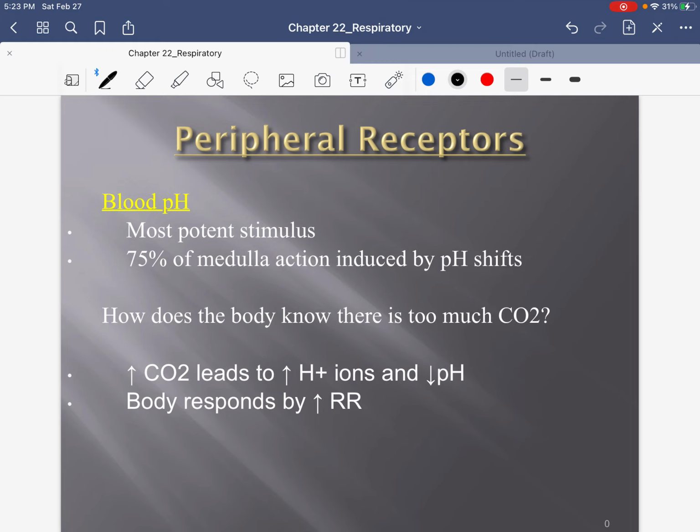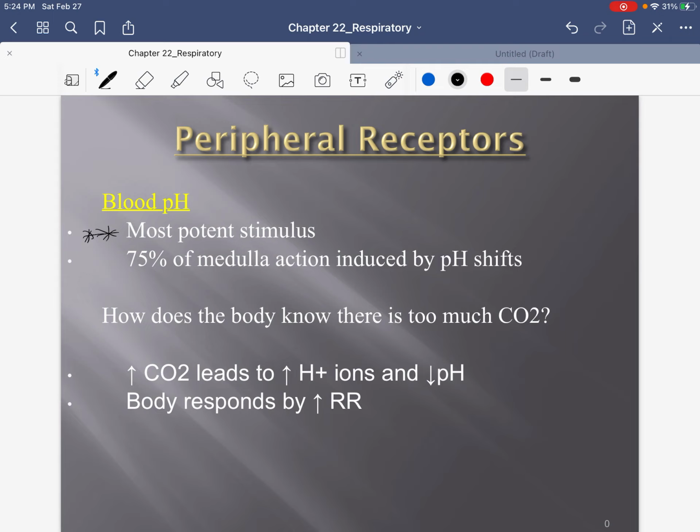Now, when we talk about those peripheral receptors, by far the biggest thing that trips our medulla and pons to regulate our respiratory rate is blood pH. So over 2/3, 3/4, what am I talking about? 3/4 of the medulla's actions to regulate respiratory rate come as a result of pH changes. Okay, so I'd like you to know that.